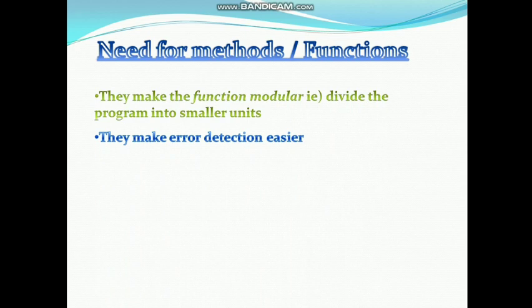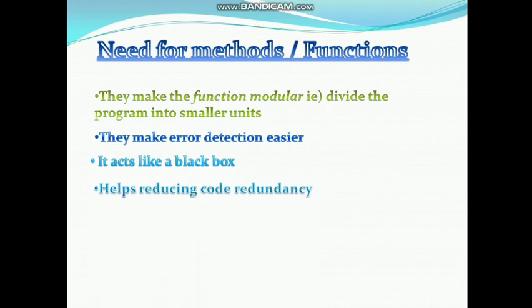Second point, they make the error detection easier. That is, whenever an error is reported in the program, they only need to debug the function in which the error has occurred rather than the whole program. Third point, it acts like a black box as it hides the details of how the problem is getting solved from the user. That is, the user simply calls a function by its name and gets a problem solved.